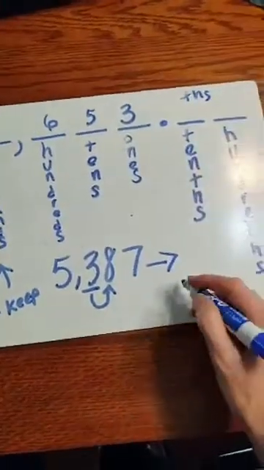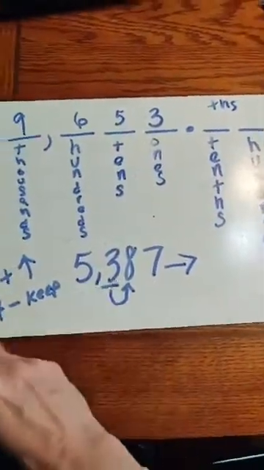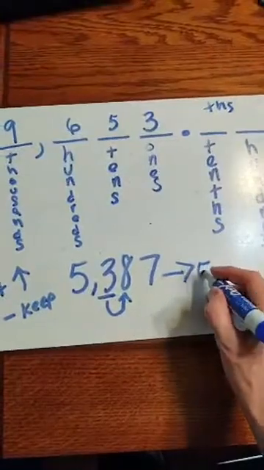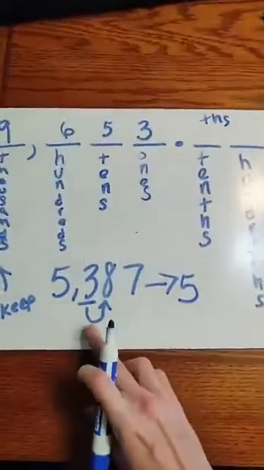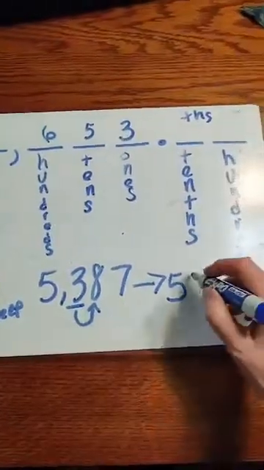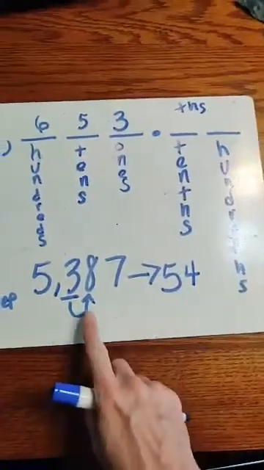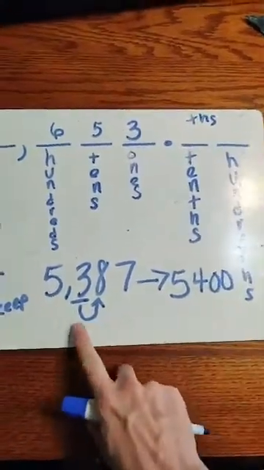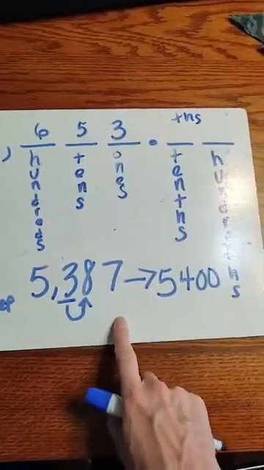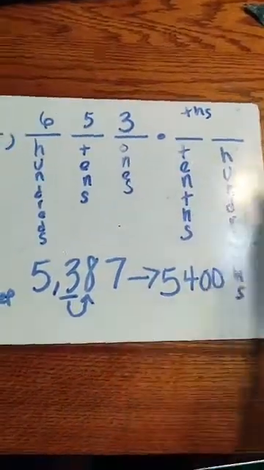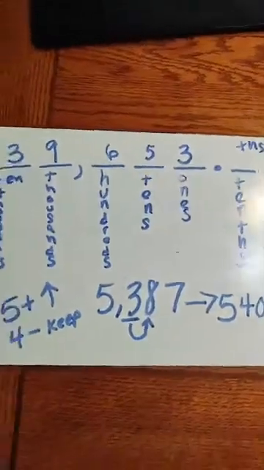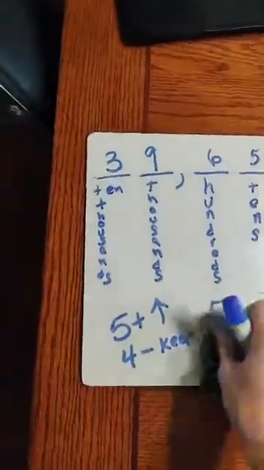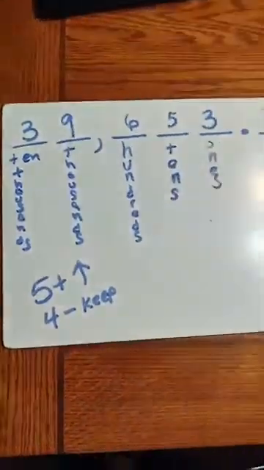So if I round to the nearest hundred, anything to the left of what I've underlined stays. My underlined number either stays or goes up, and in this case we said it's going to go up. And anything to the right of my underlined number becomes zeros. So 5,387 rounded to the nearest hundred is 5,400. Okay, let's try another one, guys.